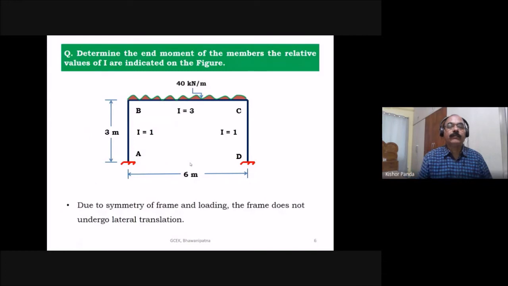What is the first step? The first step is to find the fixed end moments. After opening ABCD, it will be like a continuous beam. A and D are fixed, and B and C are simply supported. On spans AB and CD there is no loading. The load is present on span BC: a UDL of 40 kilonewton per meter. So you have to find the fixed end moments MFAB, MFBA, MFBC, MFCB, MFCD, and MFDC.